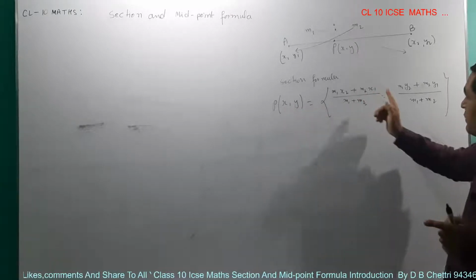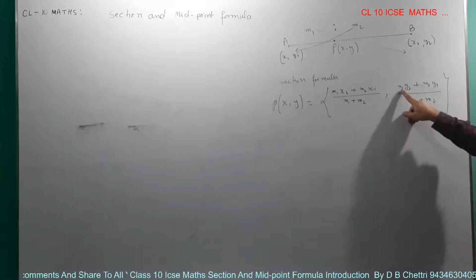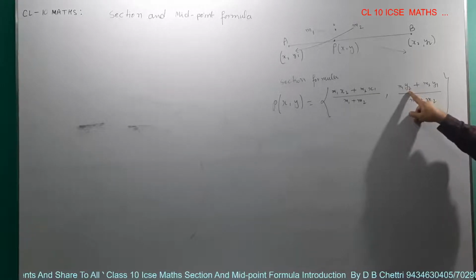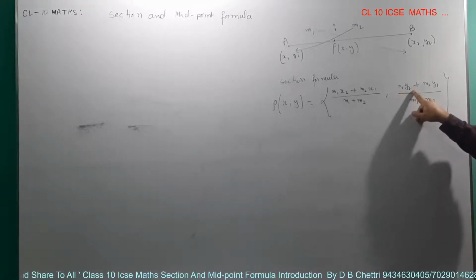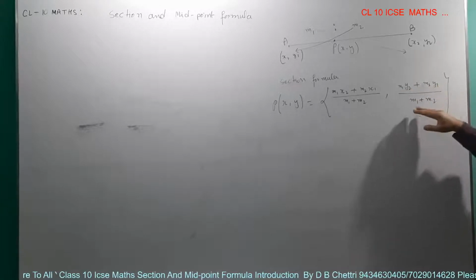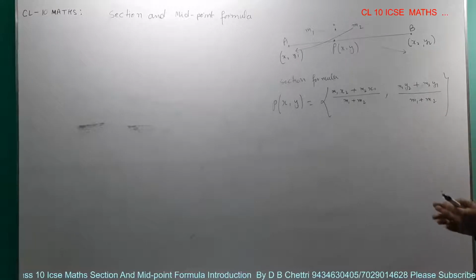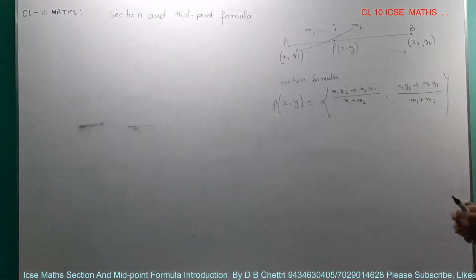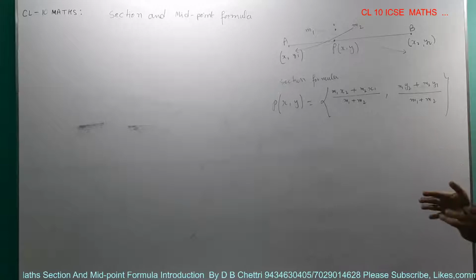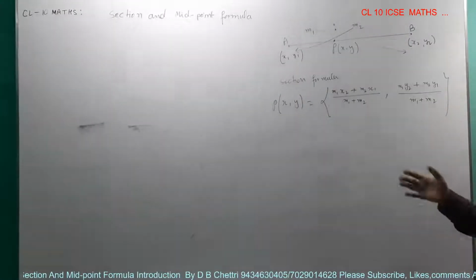Okay, and for y, just see the numbers, 1 and 2 are there. That means when m is 1, y is 2. When m is 2, y is 1, divided by the sum of the ratio. Then you can find the values of x and y together. If you find it difficult to get x and y together, we can get them separately also. How to get them separately?